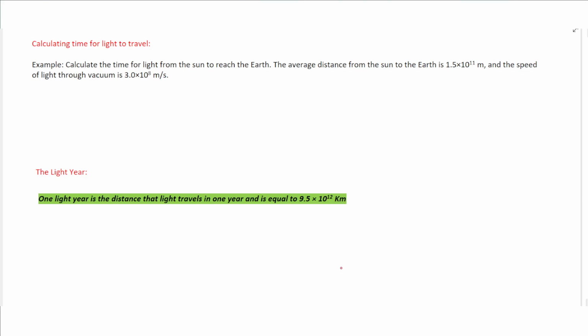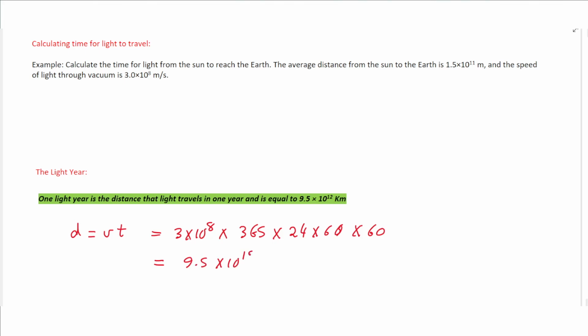A light year is the distance traveled by light during 1 year, and we can calculate that using distance equals speed multiplied by time. The speed of light is 3 times 10 to the power of 8, and the time of 1 year is 365 days multiplied by 24 hours, multiplied by 60, then by 60 for minutes and seconds. Then we get a value which is approximately 9.5 times 10 to the power of 15 meters. That's 1 light year, or we can call it 9.5 times 10 to the power of 12 kilometers.